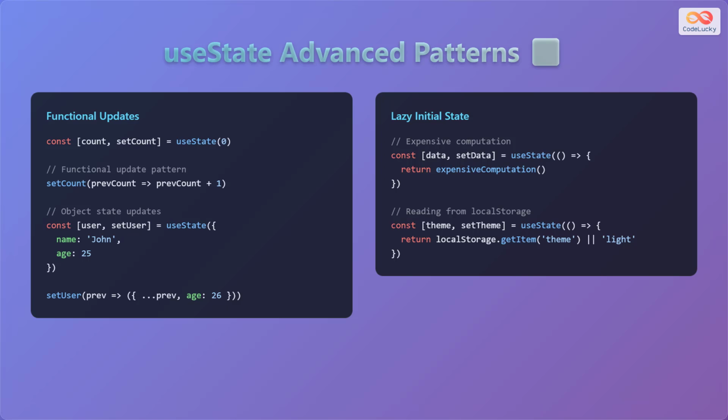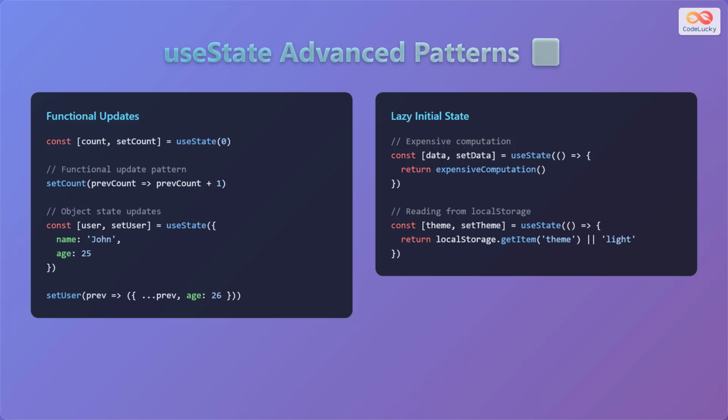Next, we have object state updates. When dealing with state that is an object, make sure to update it correctly by using the spread operator. Instead of mutating the existing object, create a new object with the updated properties. For example, to update the age of a user, we use setUser(previous => ({...previous, age: 26})). This creates a new user object with the updated age while preserving the other properties.